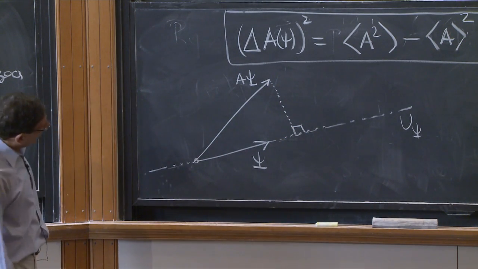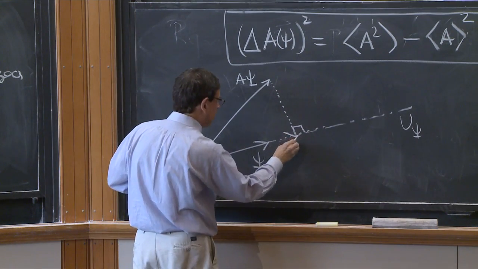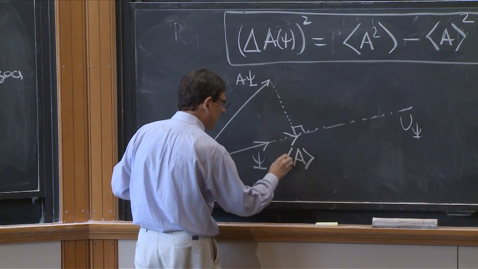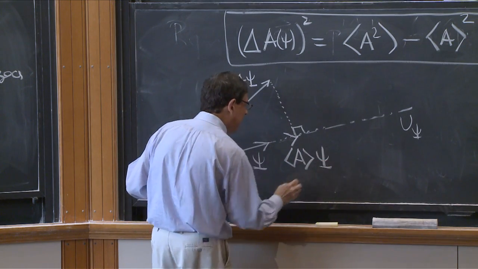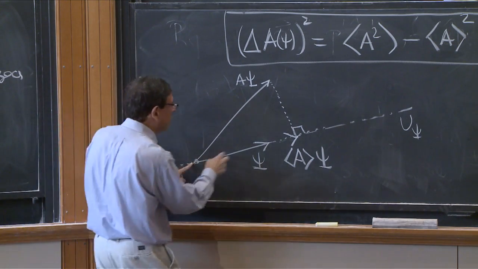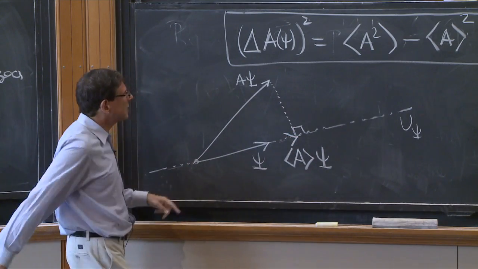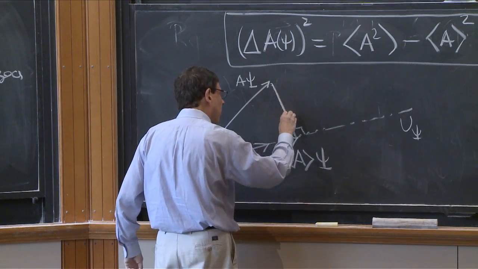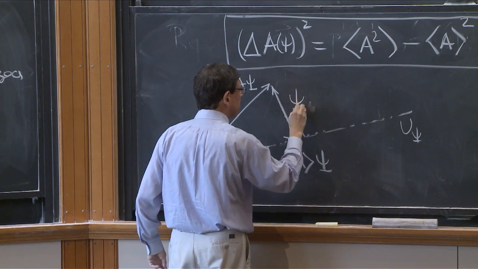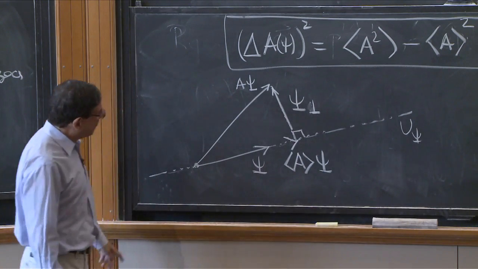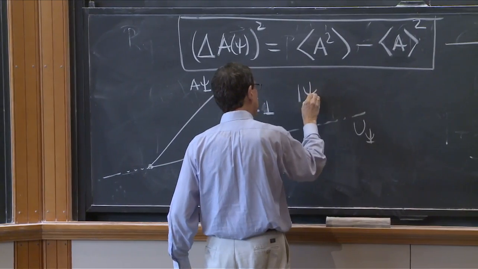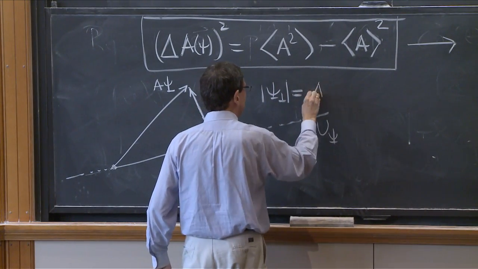Here is the first claim. The vector that you get up to here is nothing else but the expectation value of A times psi. And that makes sense, because a number times psi is precisely the orthogonal projection. And here you get an orthogonal vector that we'll call psi perp. The funny thing about this psi perp is that its length is precisely the uncertainty.